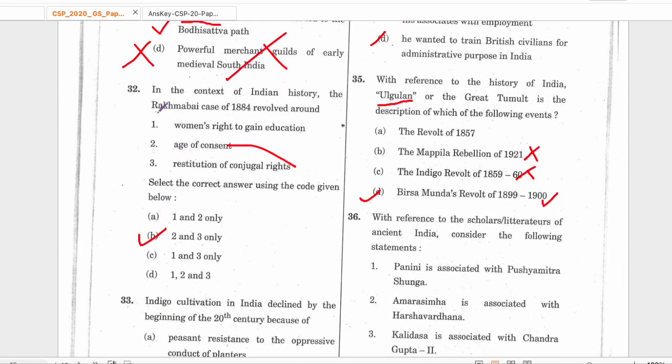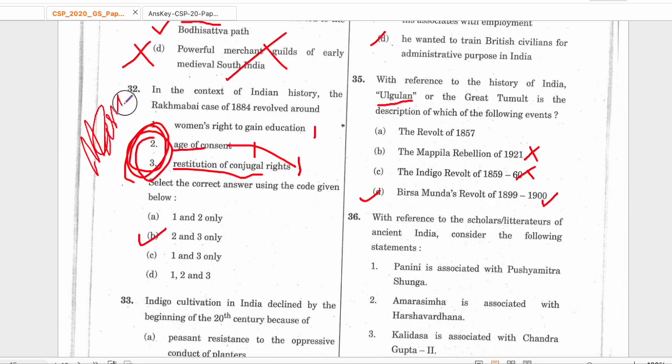In the context of Indian history, the Rakhmabai case of 1884 revolved around women's right to gain education, age of consent, restitution of conjugal right. Now, age of consent and restitution of conjugal right are of similar nature, about marriage. Right to education is something different. So if correct, it will be both; if only one were correct, there could have been confusion. Based on this logic, you would easily arrive at option B, 2 and 3.